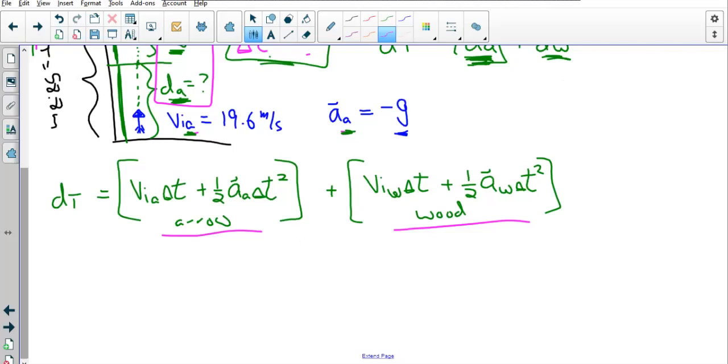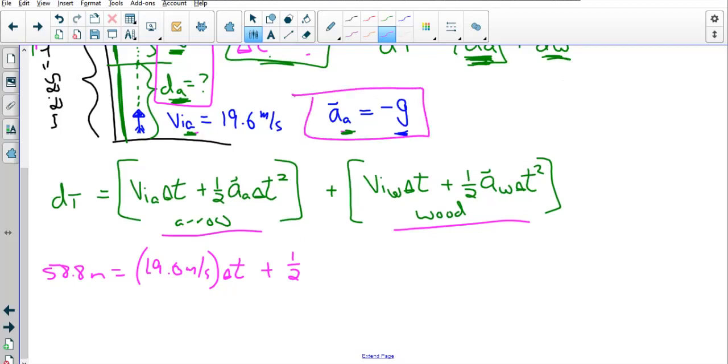So at this point, we're going to just plug in some terms. So this we know is 58.8 meters. My initial speed of the arrow is going to be 19.6 meters per second multiplied by the time of delta t. Plus, I have the arrow 1/2. I'm not going to use the number. I know 9.81 meters per second squared is technically g, but since the arrow is slowing down, I'm just going to call this negative g. And of course, I have that unknown time.